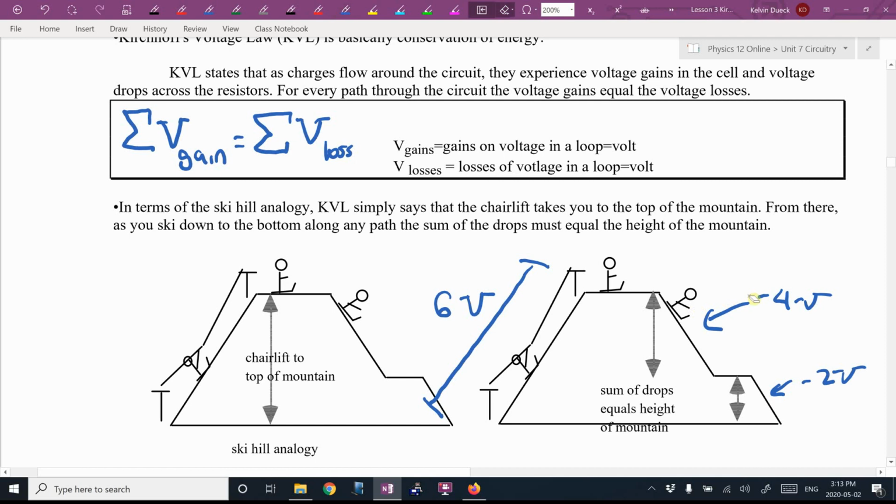Now, because we know that you're always losing voltage going through a resistor, we get sloppy. We don't actually put the negative. We just know you're losing voltage.